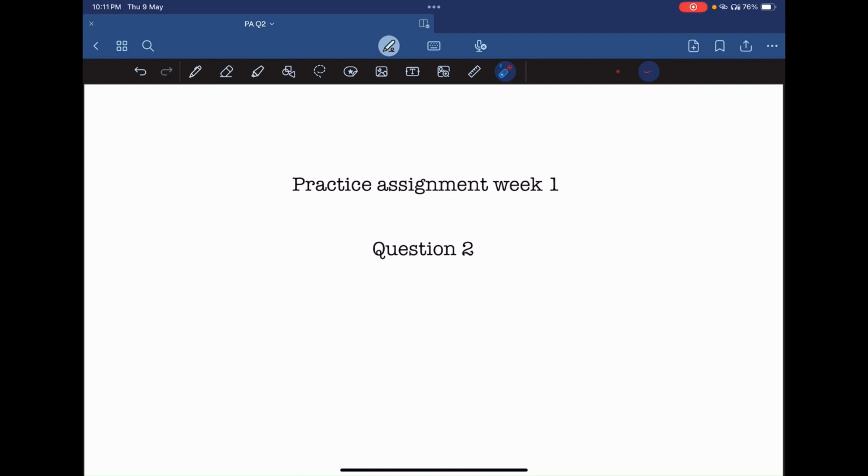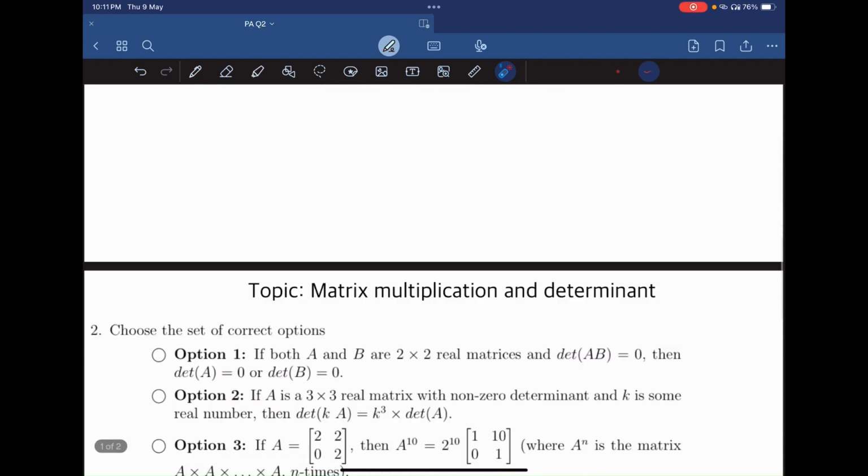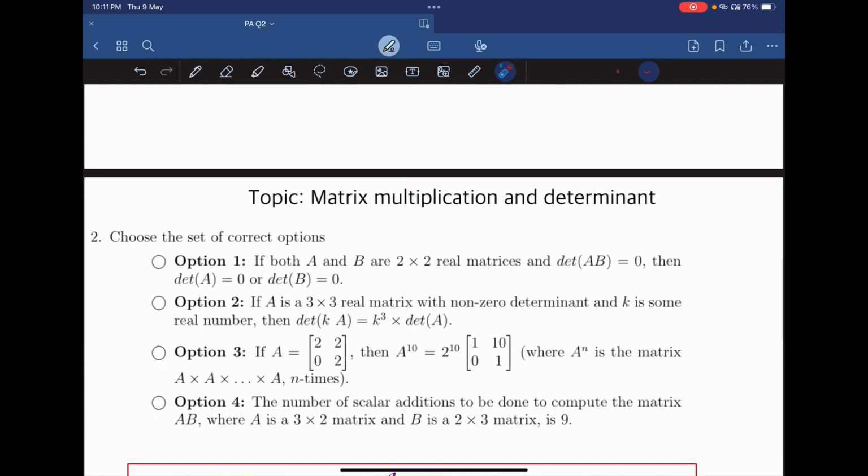So now let's solve question number 2. Question 2 says choose the set of correct options. So we have to find out of these 4 options which of them are correct. And for checking their correctness, we have to use some properties of determinant or matrix multiplication.